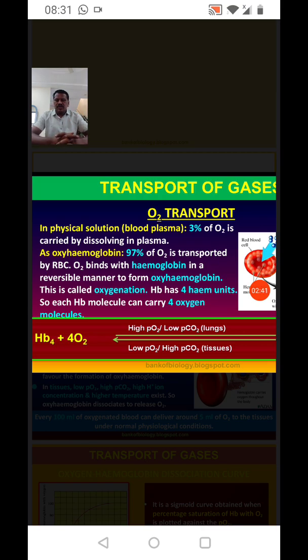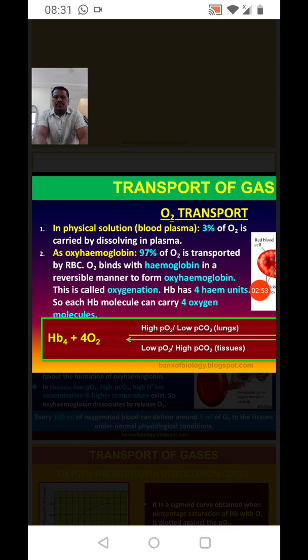Right? So this transport of gases is important for the IPE examination and important for 4 marks. Okay. First we study the transport of oxygen. Simply remember, the oxygen is transported from lungs to tissues by two means.